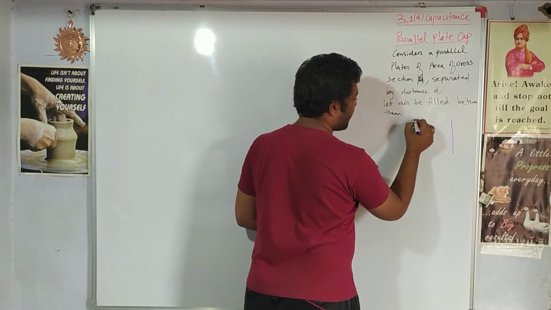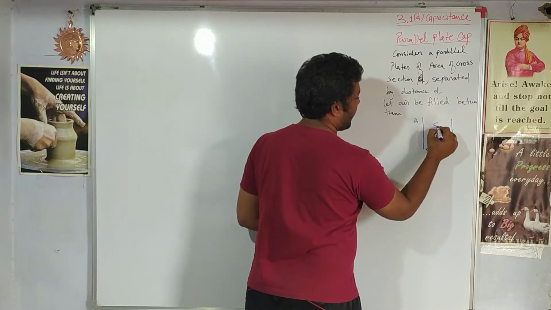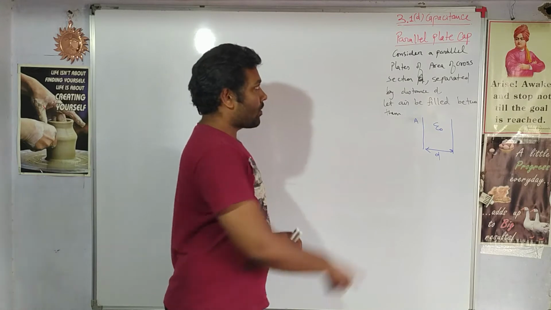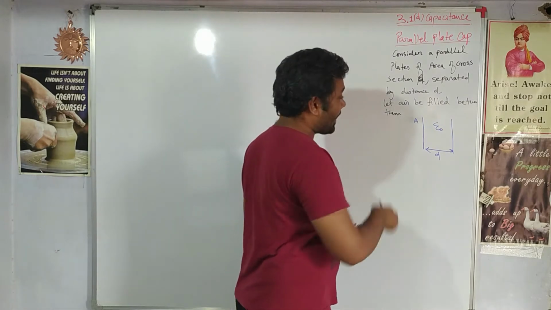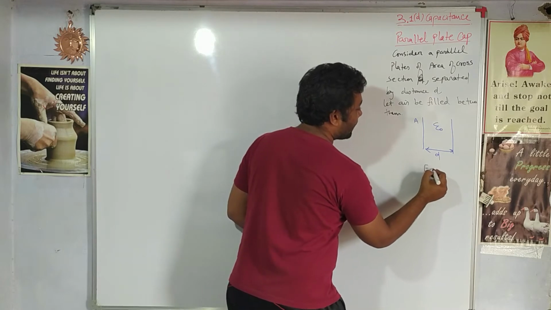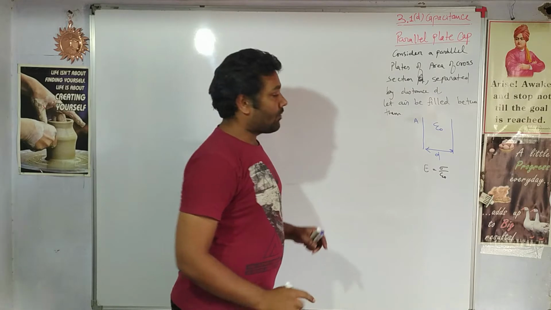So these are the two parallel plates. Area of cross section is A. Distance between them is D, and the air is filled between them. So air has a dielectric constant epsilon naught. We already discussed what is a dielectric constant. Now for this, what will be the electric field between the plates? Electric field will be given by sigma by epsilon naught. We have already seen, right?